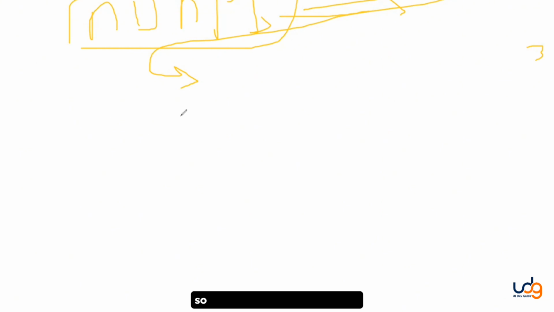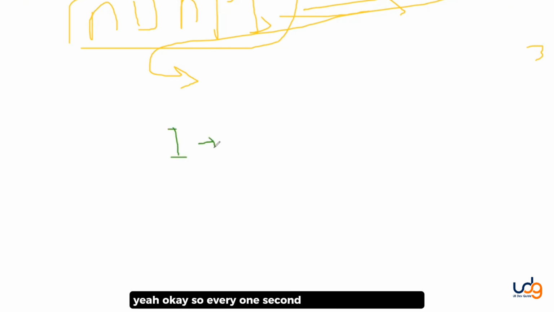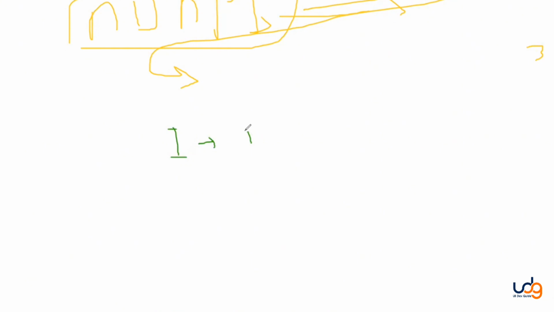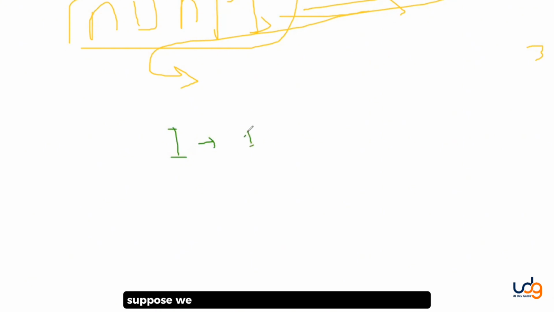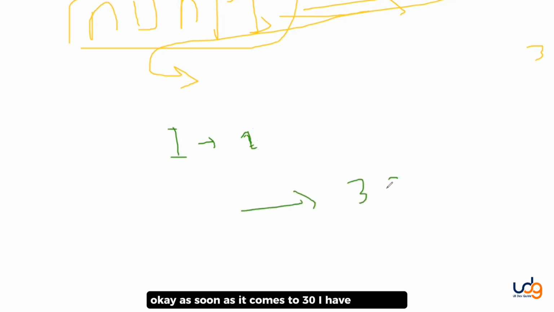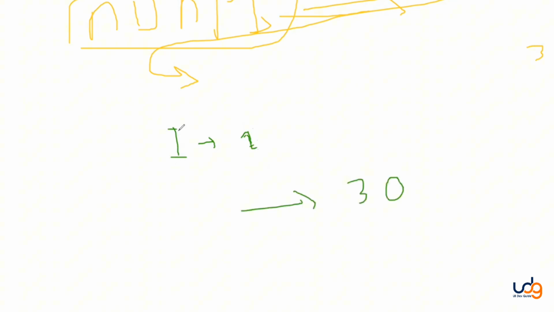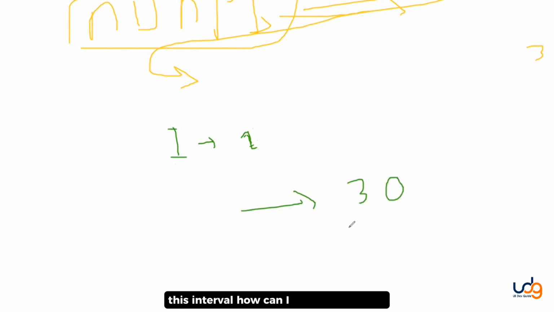Suppose you have interval. We have seen that interval over there. So every 1 second it is getting triggered. Suppose we have written an interval based on 1 second. As soon as it comes to 30, I have to stop this interval. So how can I do this?